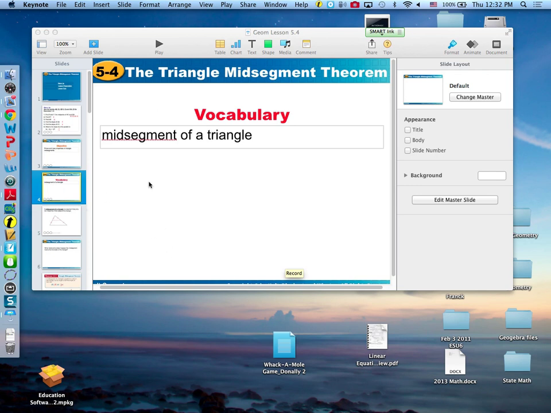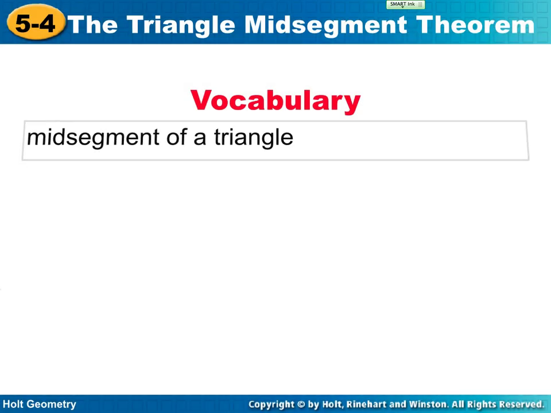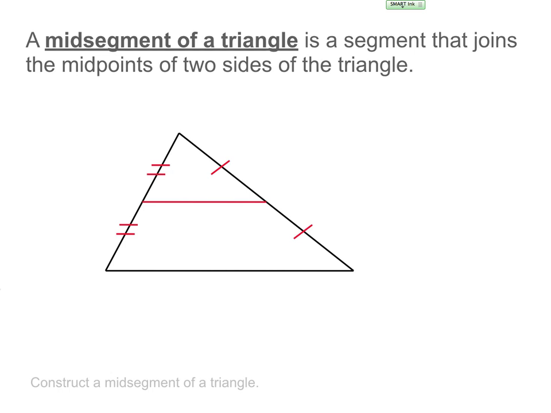Okay. All right, so midsegment of a triangle is our main item for today. And here's the definition of it. A midsegment of a triangle is a segment that joins the midpoints of two sides of the triangle. So we don't go from a vertex.